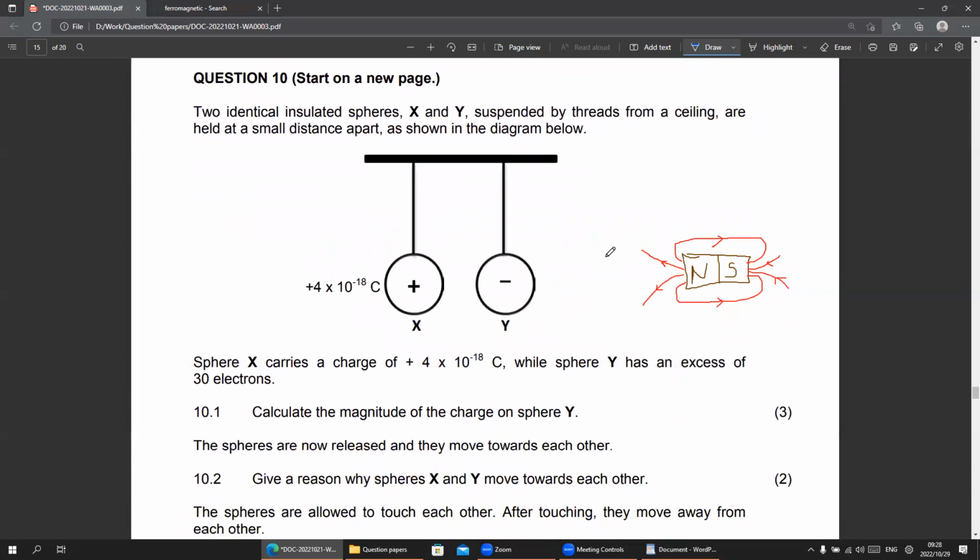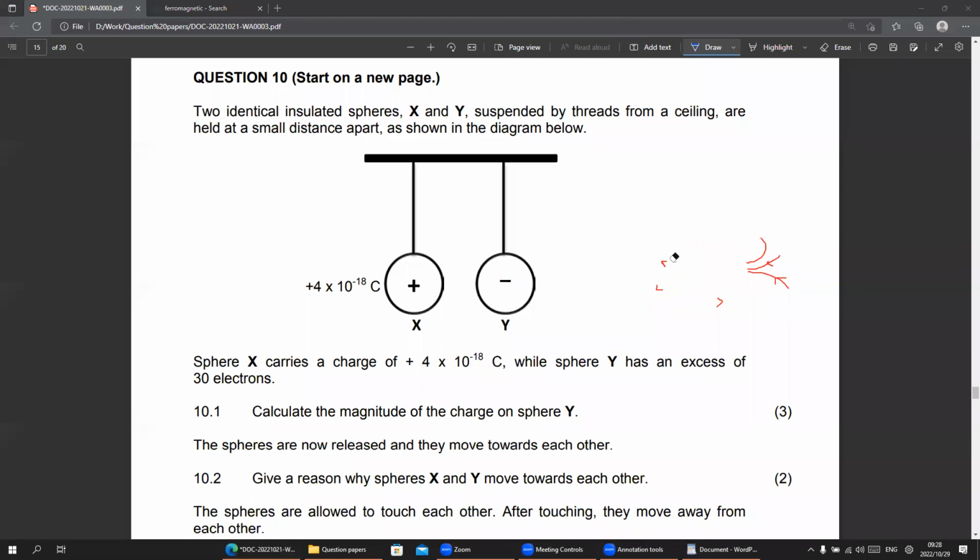So we're going to go to the next question. Let me just quickly erase this. So we're going to go to question 10.